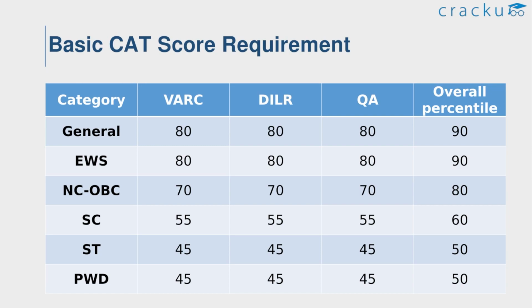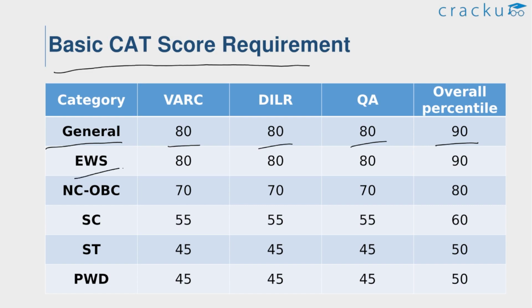The first stage in the admission process is basic CAT score requirement. The candidate must reach the essential CAT score to qualify in stage 1. This is the table that refers to the category and sectional wise CAT score requirement in detail. As you can see, for the general category, overall percentile is 90 and for each section the score requirement is 80, and for the EWS category, the overall percentile is 90.